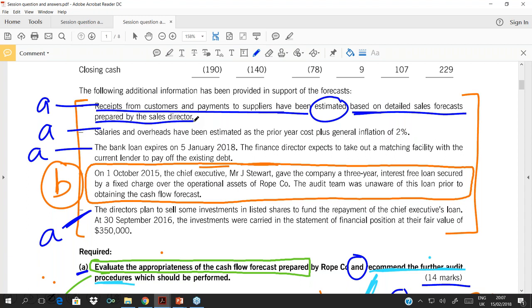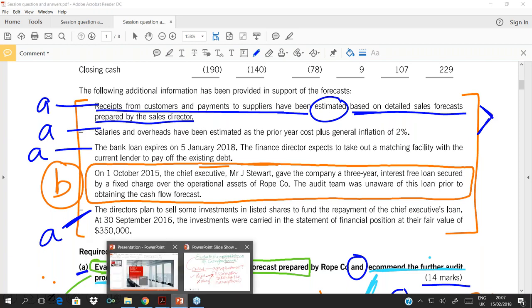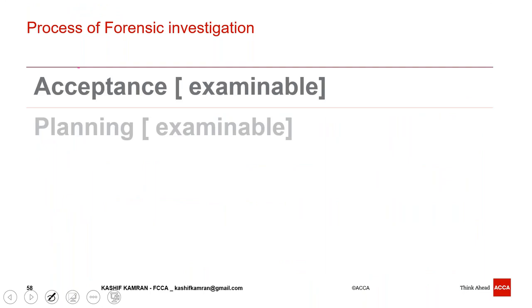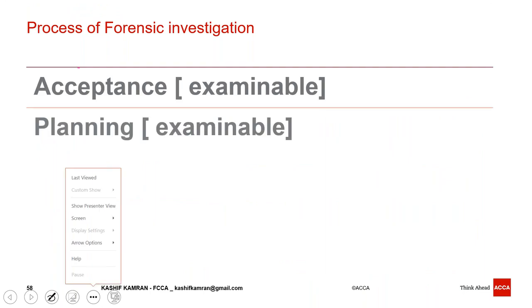So see what I have to do. Receipts from customers and payments to suppliers have been estimated based upon a detailed sales forecast prepared by the sales director. Now, see how many marks I will take from here. I go back to my PowerPoint and I write the same point here. Sales forecast. Now just see how many marks you take.